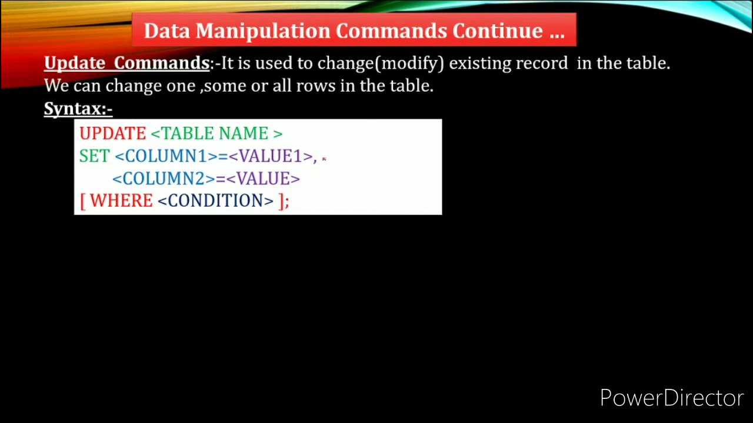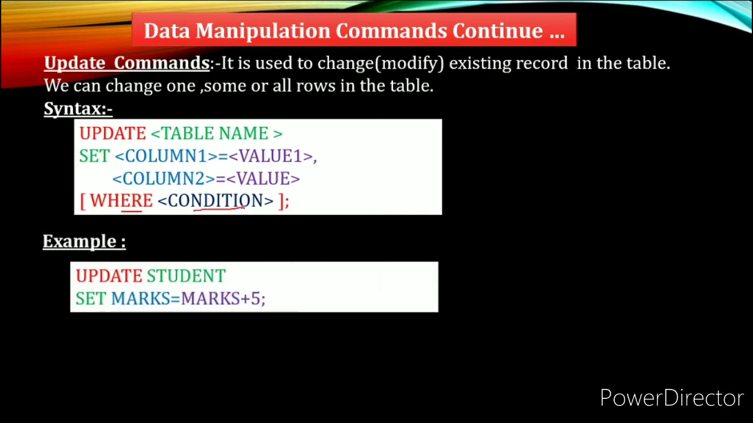After that, where is a keyword, then give the condition. Here the where condition is optional. If you want to update all records, then the where condition is not required. Suppose we want to update the marks of all students by 5, then: update, the name of the table is student, set is a keyword, marks is the column name, marks equal to marks plus 5. Here the value 5 will be added in all records, so there is no need to write a where condition.